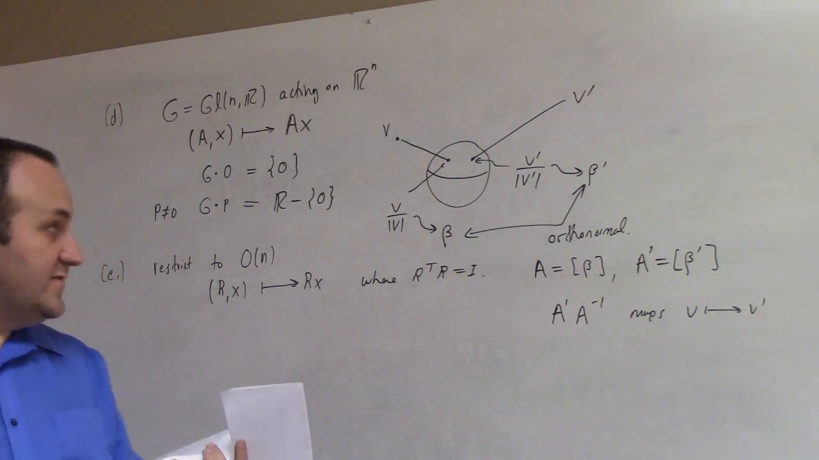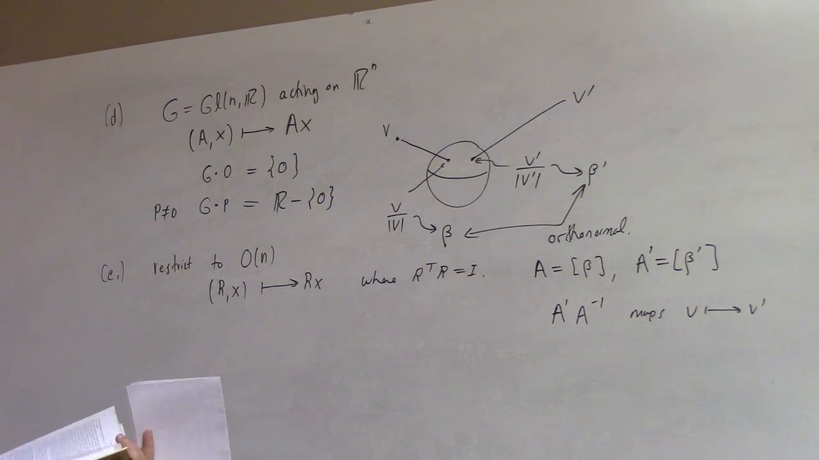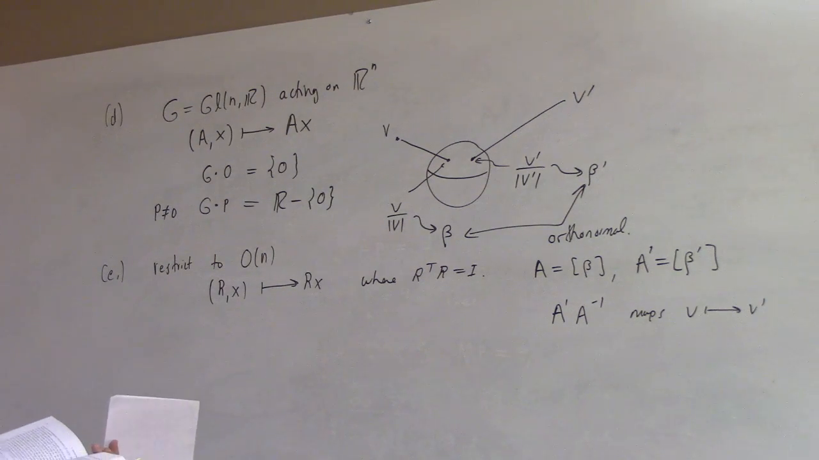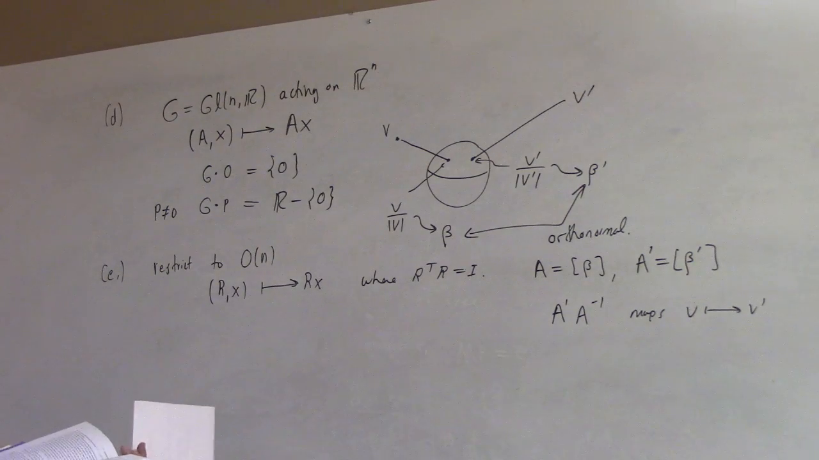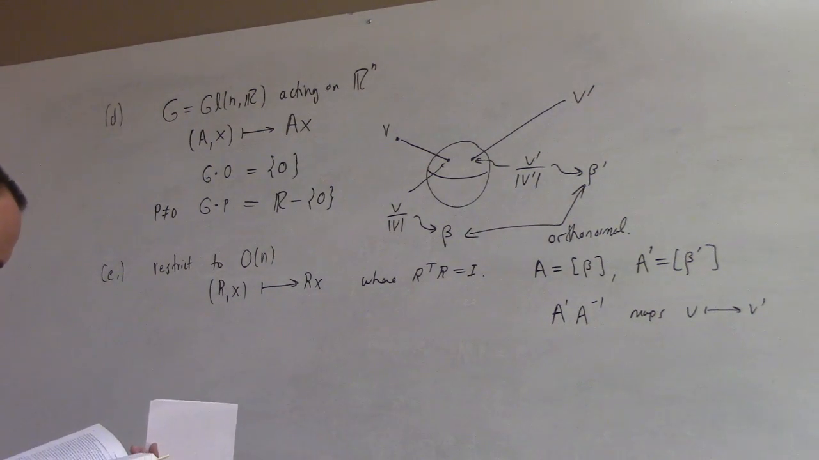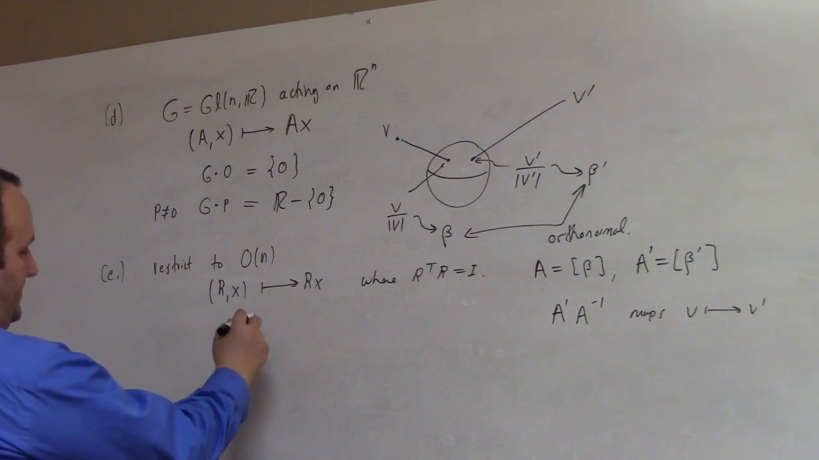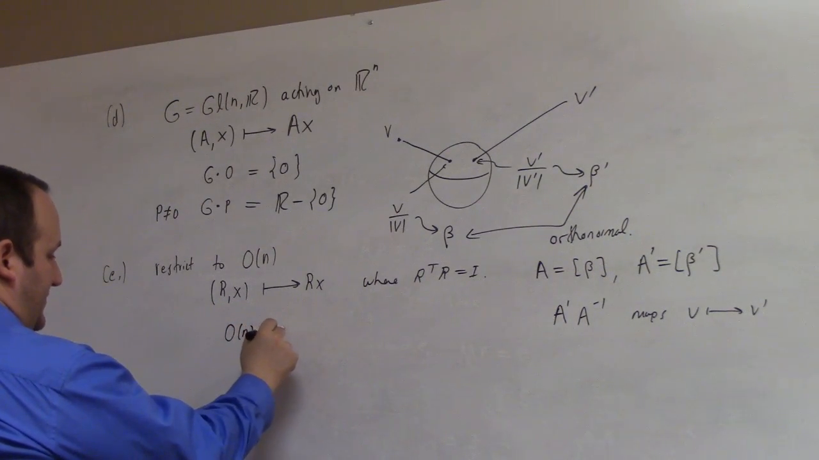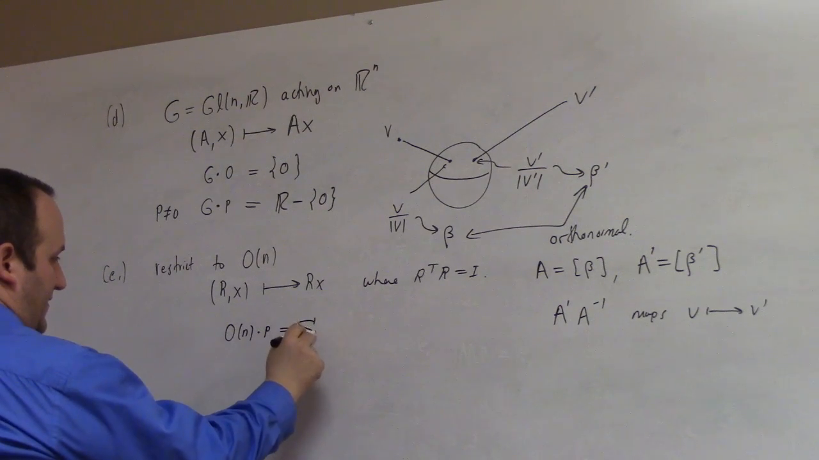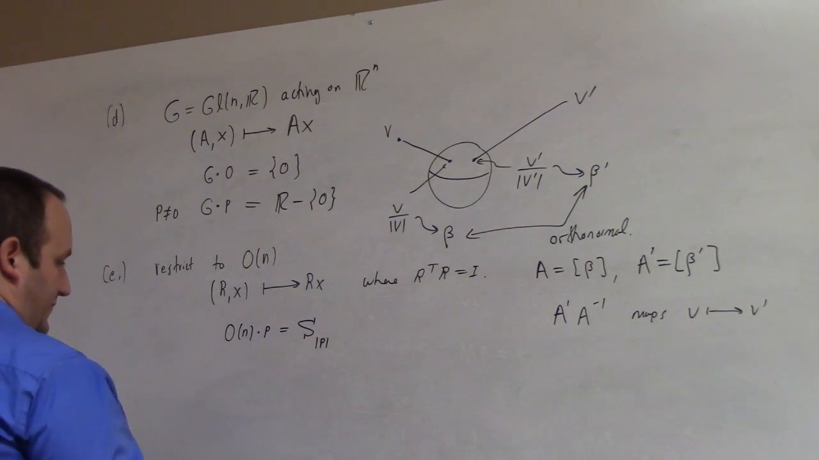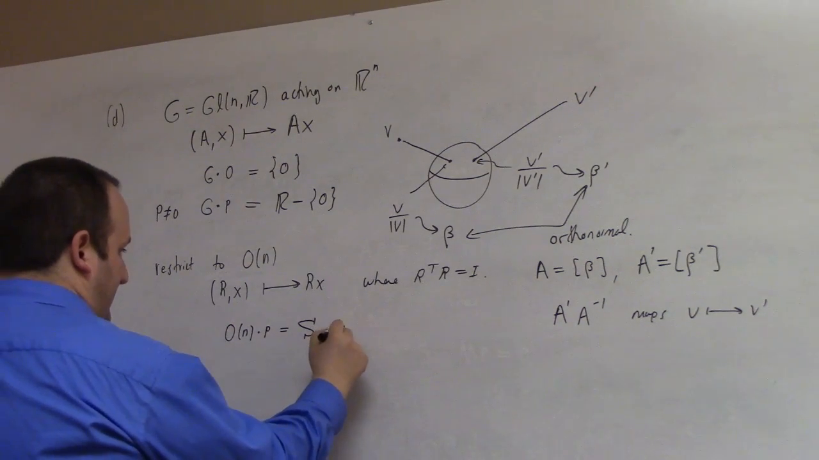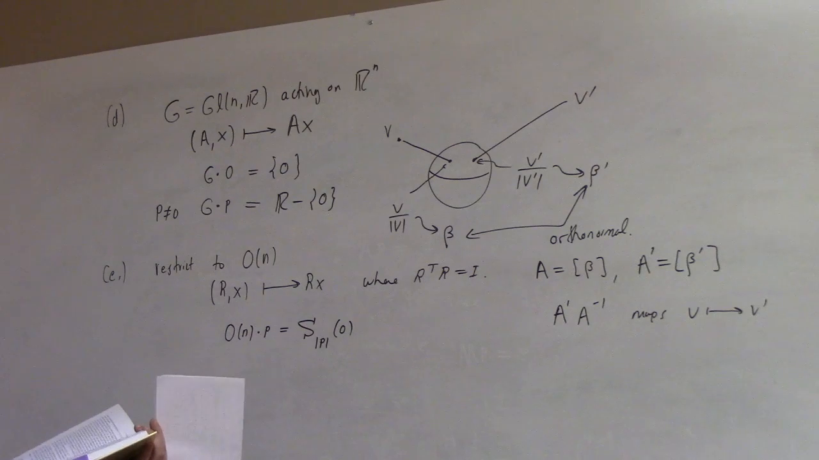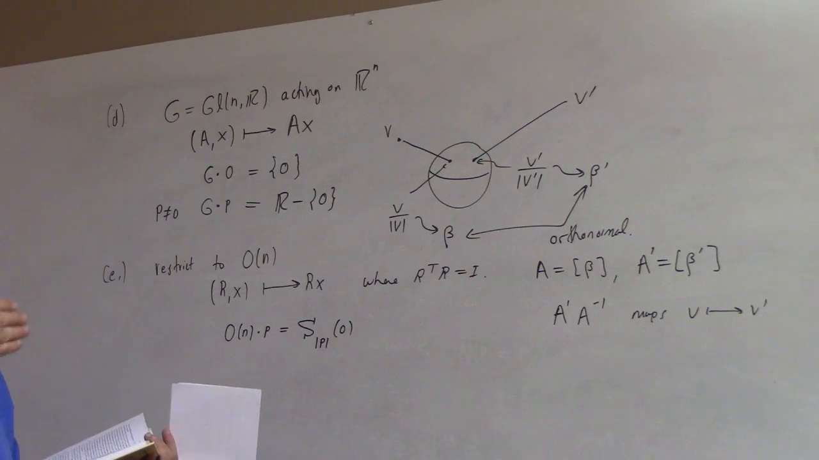Where was I? Okay, so we have solved the mystery of connecting the points by the rotation. Well, at least we've sketched it. Anyway, getting back to this, what are the orbits with this group action? So it's just the spheres. If we look at O_n dot p, we're basically looking at the sphere of radius p, centered at zero.